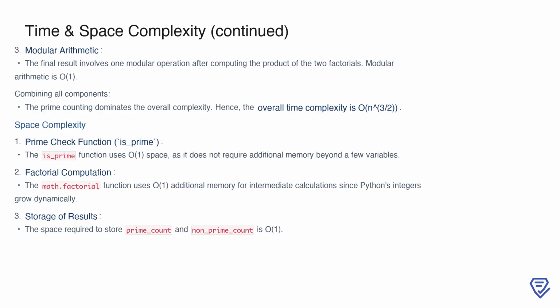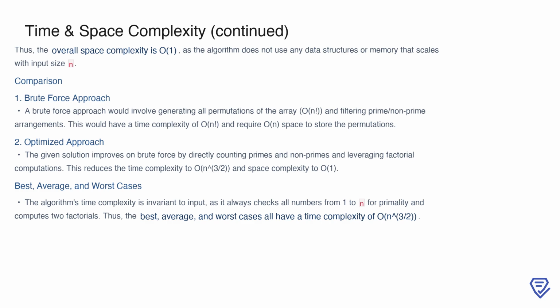Now, turning to space complexity, the is_prime function uses only O(1) space, as it operates with a constant number of variables and does not require additional memory. Similarly, the math.factorial function dynamically handles large integers without requiring extra memory beyond its internal operations, so it also uses O(1) space. Finally, the storage of results, such as prime_count and non_prime_count, requires only O(1) space. Altogether, the space complexity remains constant at O(1), as the algorithm does not rely on any data structures or memory allocation that scales with the input size n.